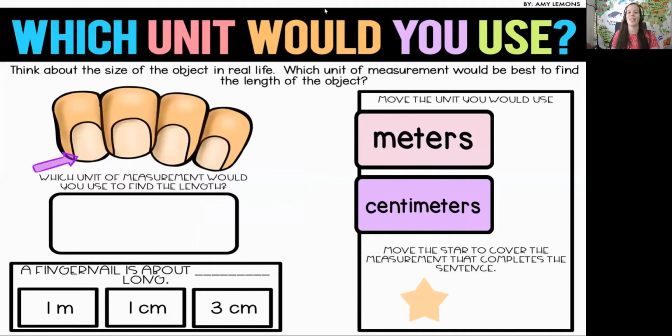We're going to go with the fact that it is more than likely in centimeters, okay? Now, a fingernail is about how long? Let's see. A meter? 100 centimeters? No, that would be the world's longest nail. 1 centimeter or 3 centimeters? What do you guys think? My little fingernail.